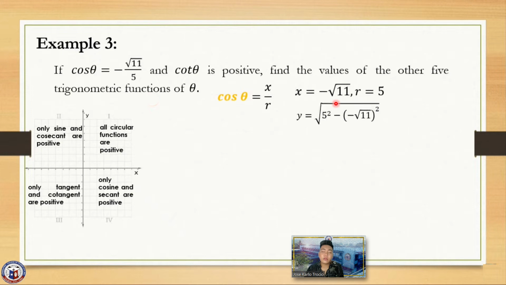You know how to do it, no? But I just operated it here faster, no? We just manipulate it. So it became minus, that is why we transpose the y. I know you know how to do it. The square root of 5 squared minus negative square root of 11 squared, that must be square root of 14. Just to make it fast, no?